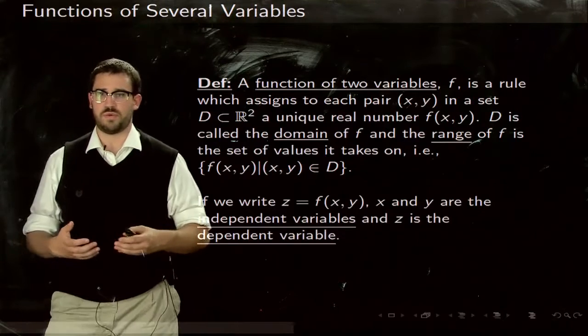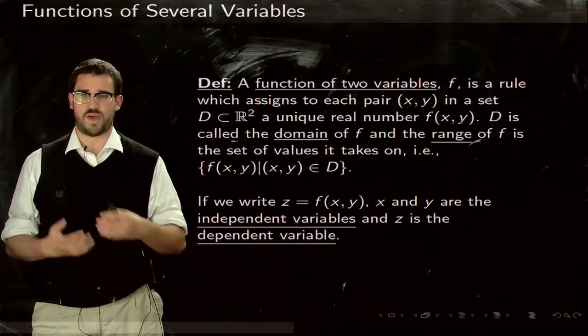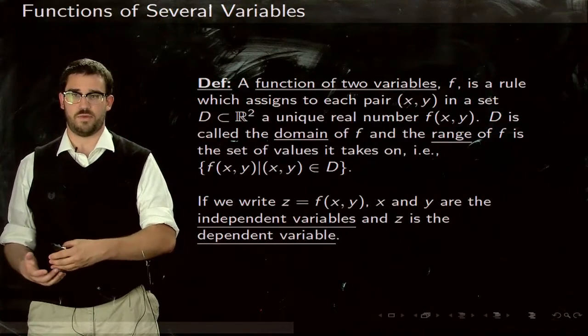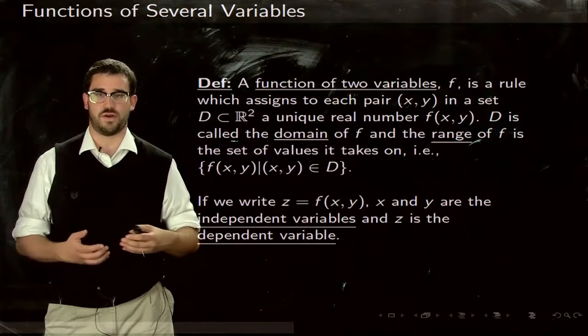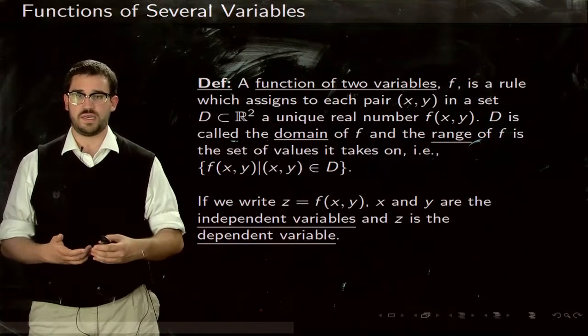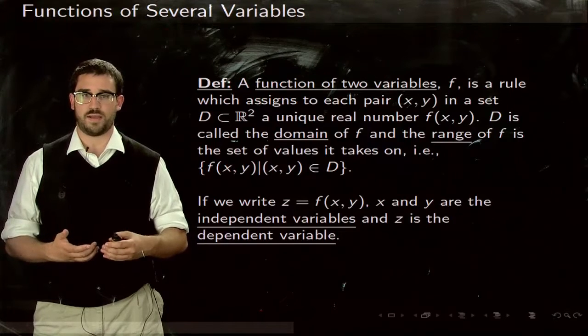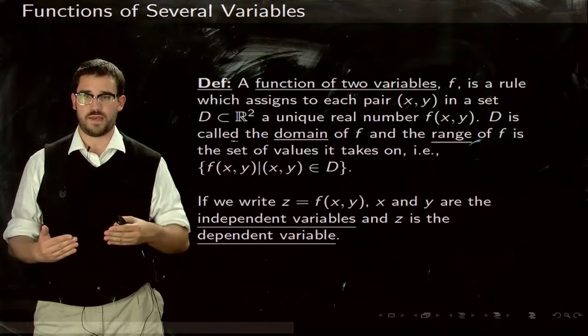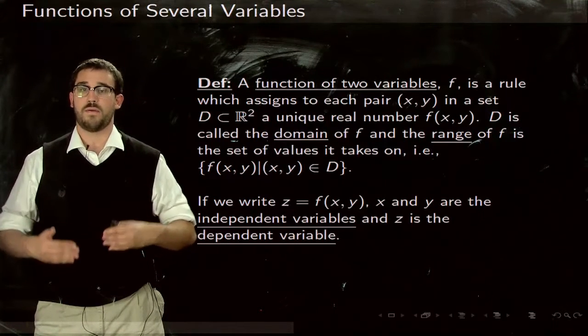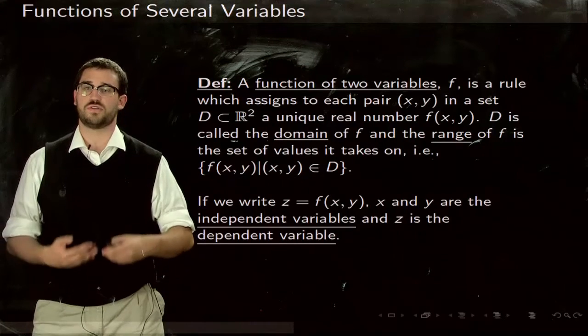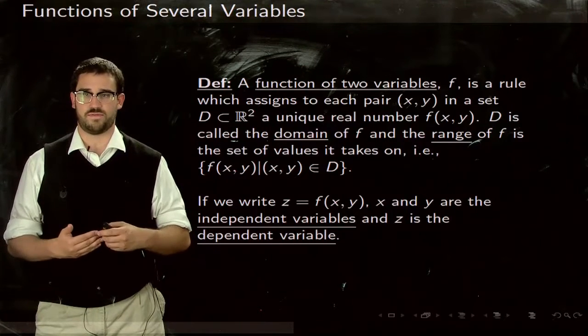Now similarly, when we talked about functions, we had f of x. X was the independent variable and y was the dependent variable. Well, if we have z is equal to f of x, y, x and y are independent, where we can choose whatever they want, but they determine z, so z is the dependent variable.